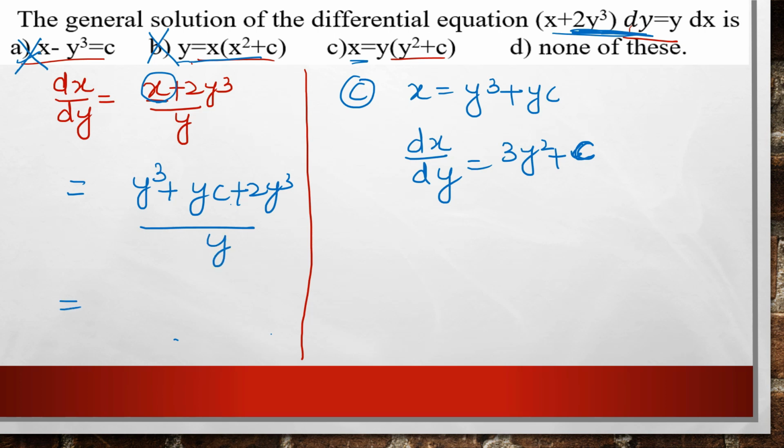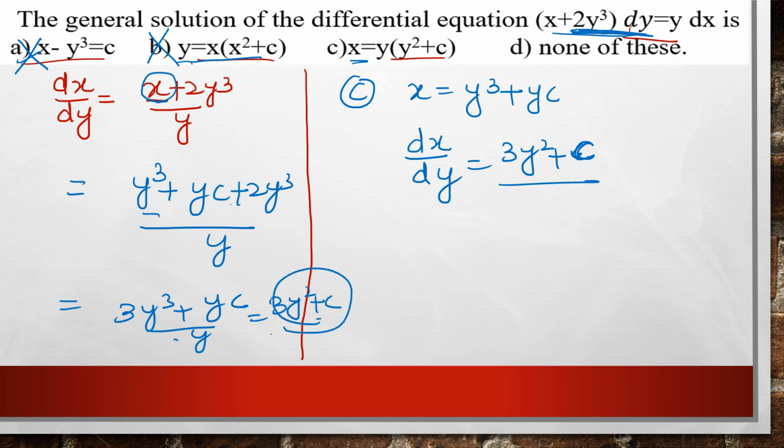So kindly check, are you getting the same thing? So this is (3y cube plus yc) over y. So this is giving you what? This is giving you 3y square plus c. Now you can check, both the things are the same. So if you differentiate this, then you are getting the same derivative value as this. So that means option C is correct. Okay, so option C is correct.